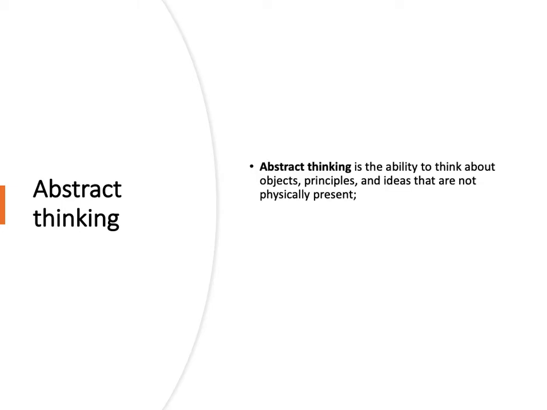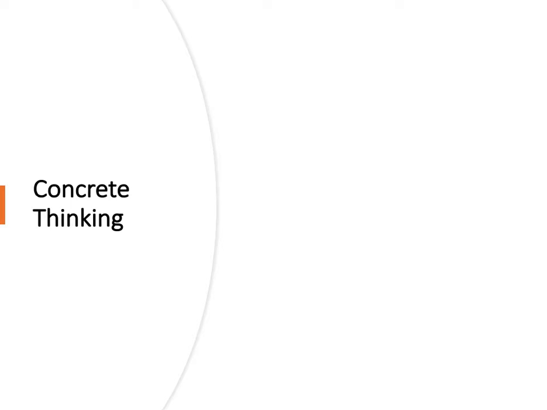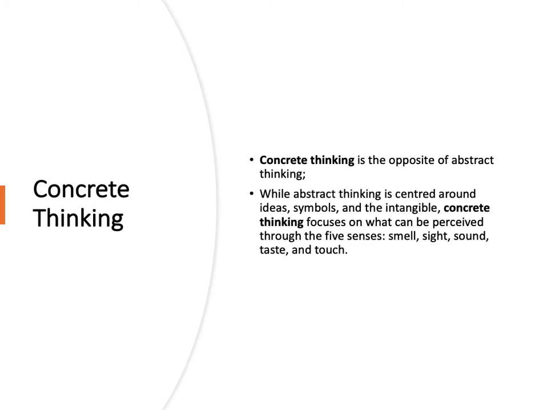Abstract thinking is the ability to think about objects, principles, and ideas that are not physically present. It is related to symbolic thinking, which uses the substitution of a symbol for an object or idea. Concrete thinking, on the other hand, is the opposite of abstract thinking.